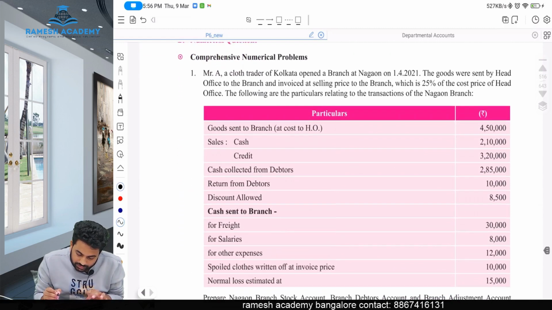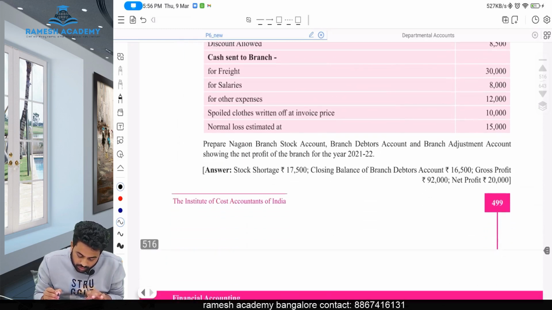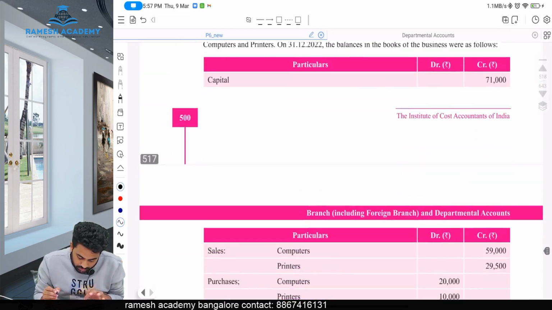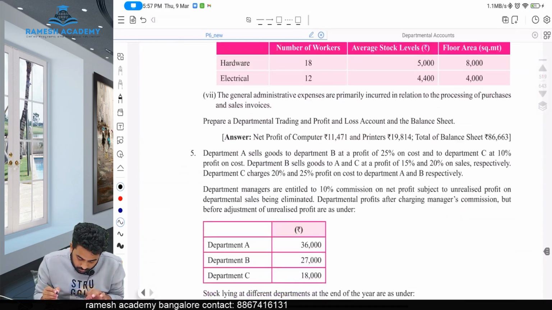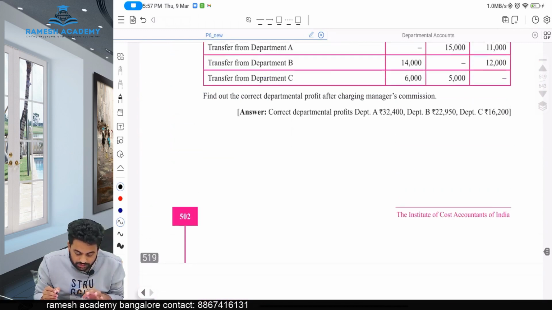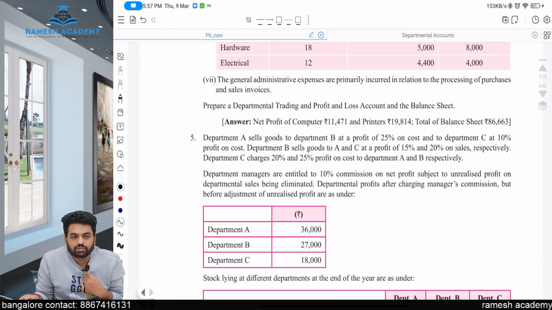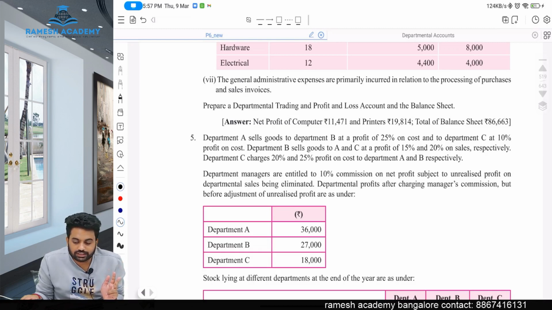Okay, there are certain numerical questions there, you can do it. Okay, try to solve it. There are around five questions. Kindly try to solve it. Okay, departmental account, branch account is done. Any doubt in this? Department, branch, leases, one chapter is done. Is there any doubt in this particular chapter, guys? Hello? No doubt. Fine, fine.